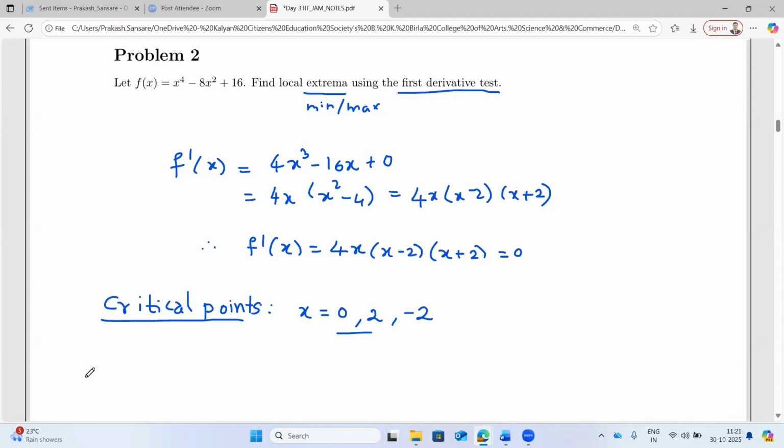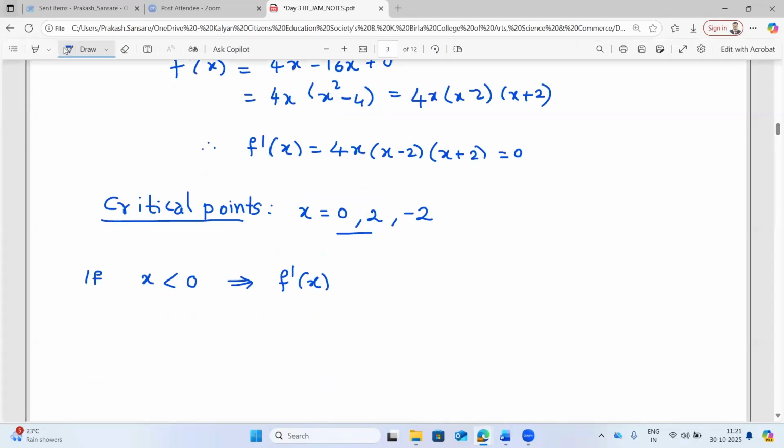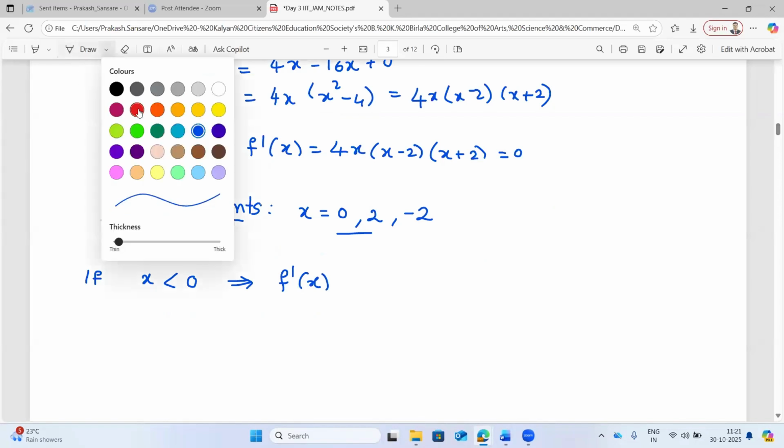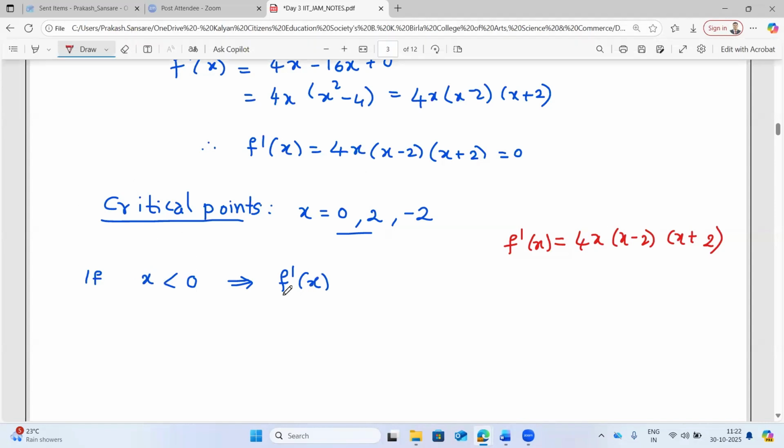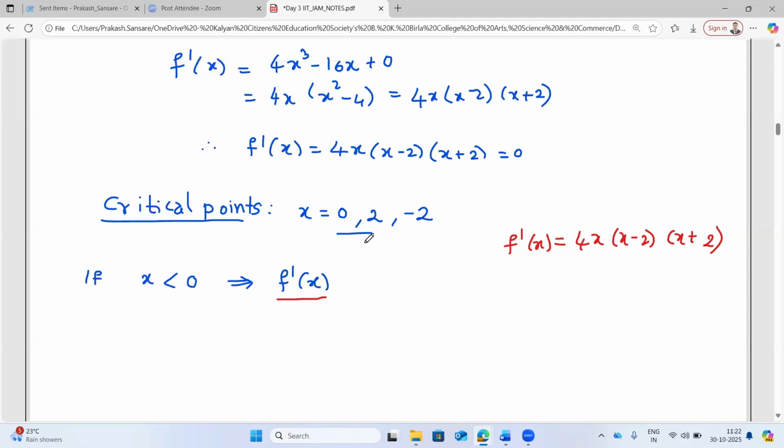Okay, so if x is strictly less than 0, let's understand what f dash x is. Can somebody tell me what f dash x is? I'm writing with a red pen so that you can easily check whether it is positive or negative. So this is my f dash x. If x is strictly less than 0, can you tell me whether f dash x is positive or negative? It will be positive, clear?